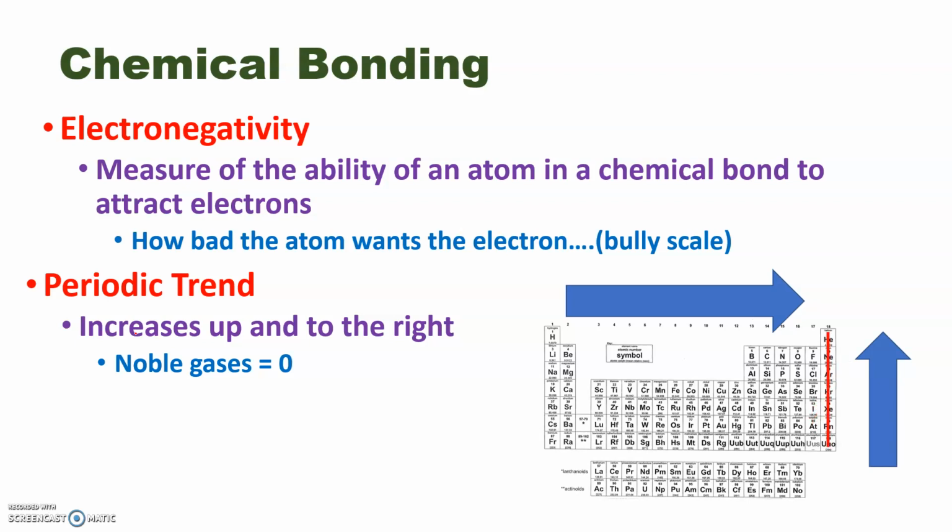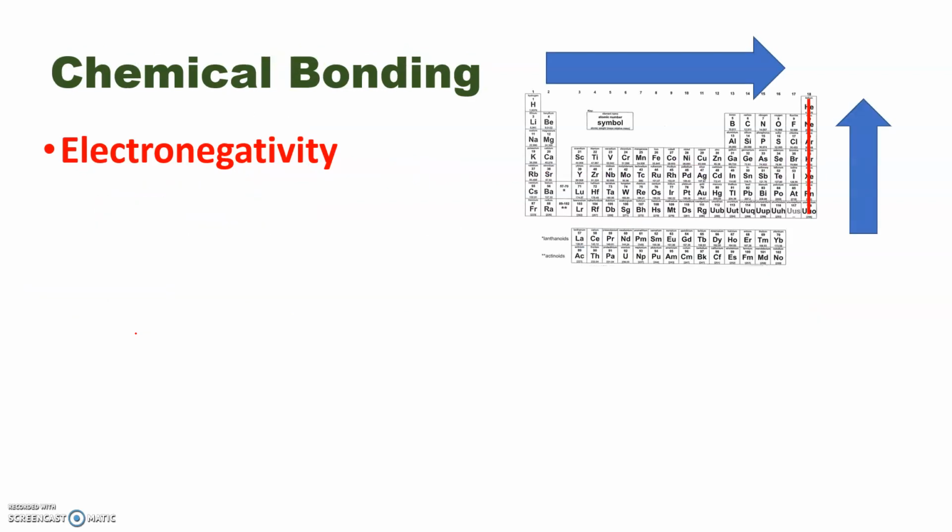Fluorine is the most electronegative atom. So if we go to the right and we go up, you see fluorine is the most electronegative. That would leave francium as the least electronegative. So that's how you tell that.